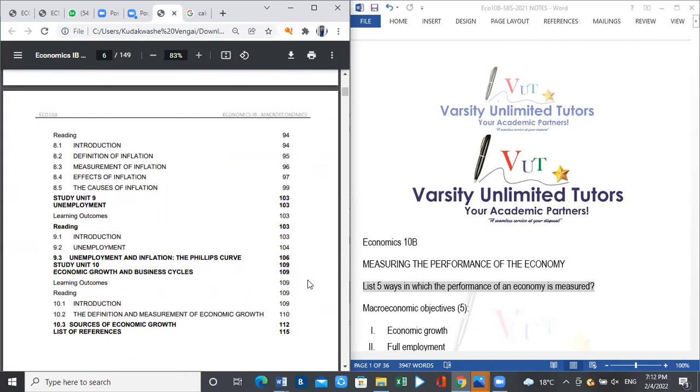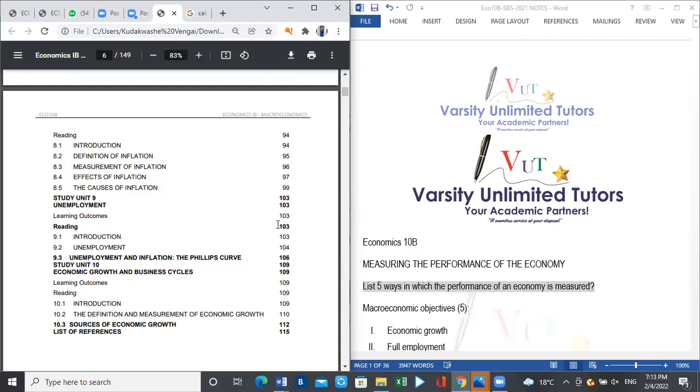Then lastly, we'll be looking at unemployment. And we all understand that unemployment is a very important phenomenon when it comes to measuring the performance of an economy. We'll be looking at it as well in its broader spectrum. Then the other subtopics within it would be unemployment and inflation, and then the other one is economic growth and business cycles, whereby we're now having an extension again of the measuring of the performance of the economy in relation to the business cycles within a market.